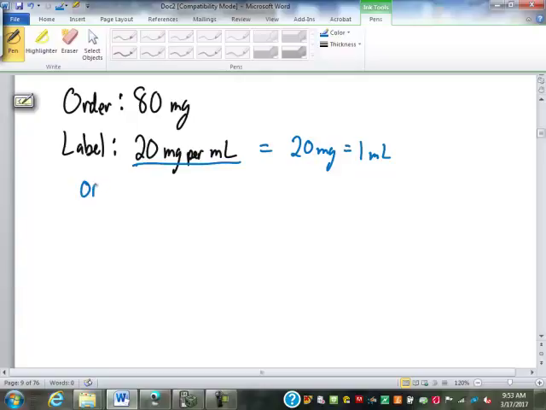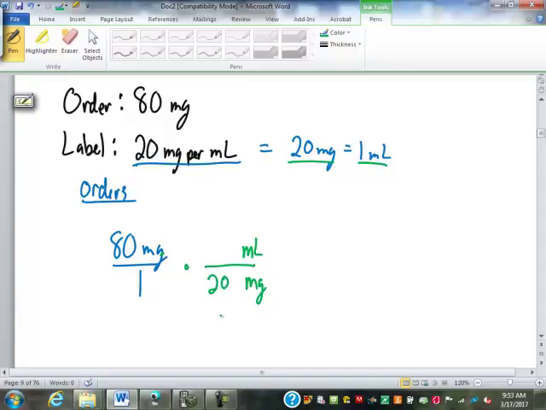So we start out with the orders, which is 80 milligrams. Make it a fraction by putting it over 1. The label is always going to be our equivalency or our conversion factor. We're getting rid of milligrams, so milligrams have to go on bottom. The equivalency goes milligrams to milliliters. And it is 20 milligrams, so I'll put 20 with the milligrams, equals 1 milliliter. So I put 1 with the milliliters. So the milligrams cancel out. 80 times 1 milliliter is 80 milliliters. 1 times 20 is 20.